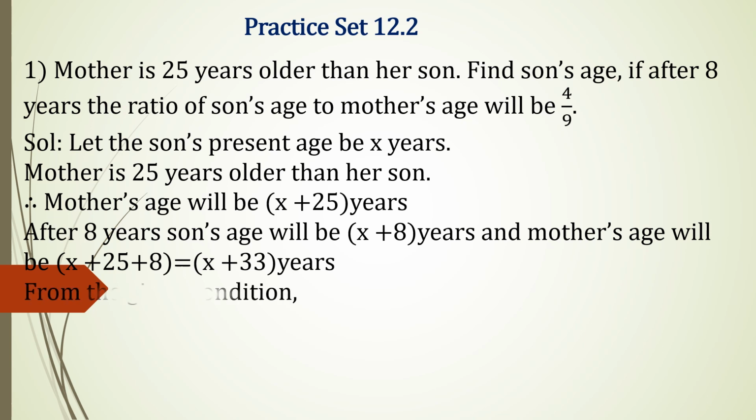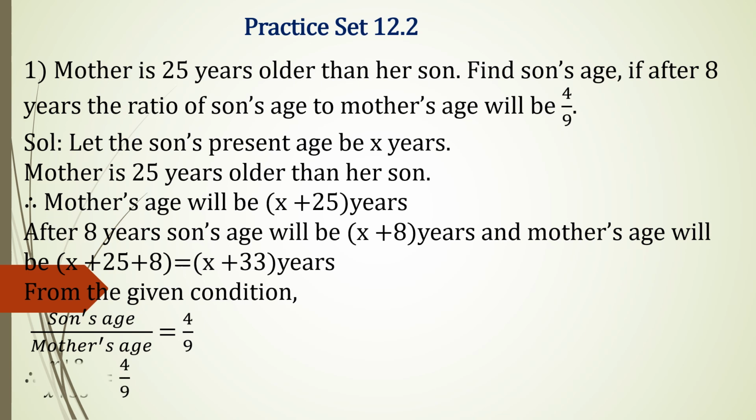Now the given condition. From the given condition, what is given? The ratio of the son's age to the mother's age. So you'll write down son's age upon mother's age equal to 4/9. Now what is the son's age? The son's age is x plus 8 after 8 years. So x plus 8 upon the mother's age, x plus 33, equal to 4/9. Now you have formed the mathematical statement: x plus 8 upon x plus 33 equal to 4 upon 9.